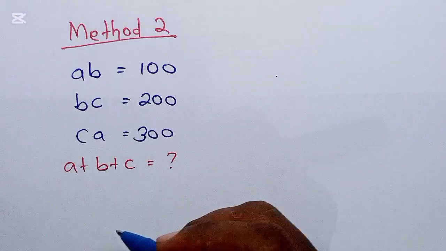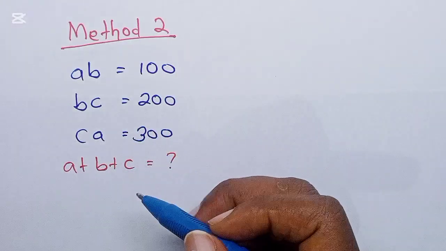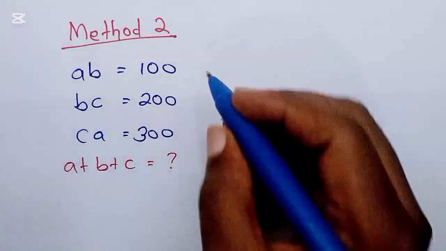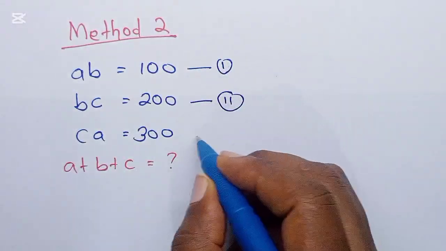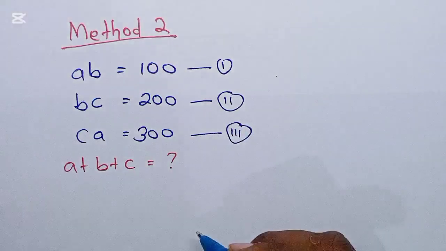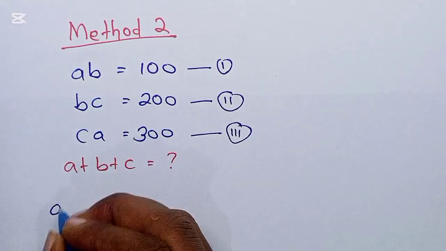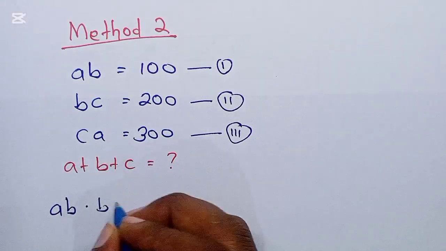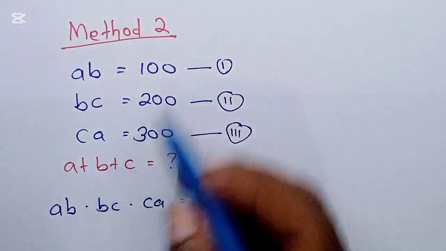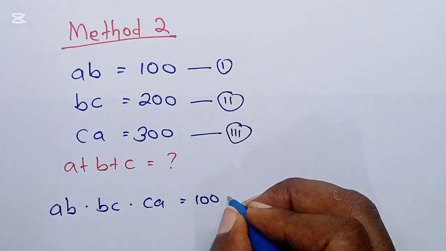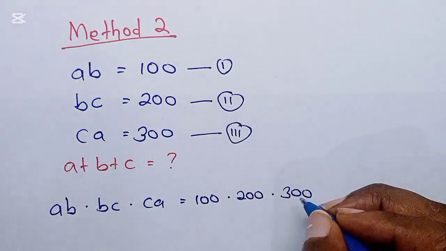Now let's look at method 2 that we could have used to solve the same question. So if you have this, let this be equation 1, let this be equation 2, and let this one be equation 3. So if we say AB times BC times CA, this would be equals to AB is 100 times BC is 200 times CA is 300.